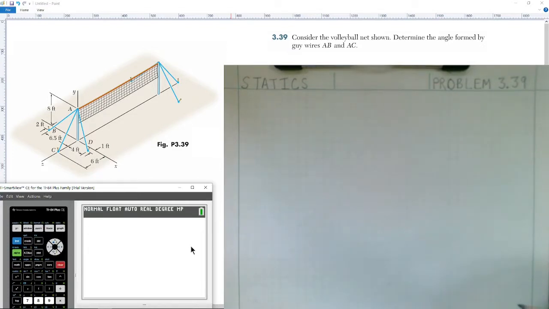So number 39 says, consider the volleyball net shown. Determine the angle formed by guide wires AB and AC. So look at the figure. We have point A, the top of the net, and it's going down to the sand to point B with a stake in it, and point C with a stake in it.